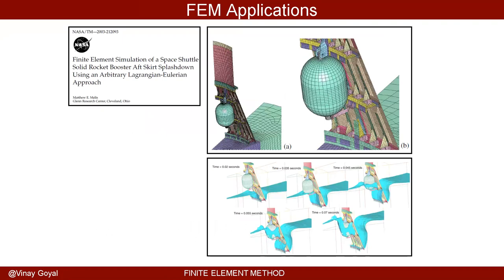Here's a model of a space shuttle solid rocket motor aft skirt splashdown, which uses an Eulerian approach, or a fluids type approach, to solve it. And you can see here how the COPV, or this space shuttle structure with this tank, is going to impact some sort of splashdown in the ocean. And you can see how we're simulating this over time, and how this pressure vessel could be deformed due to this loading event.